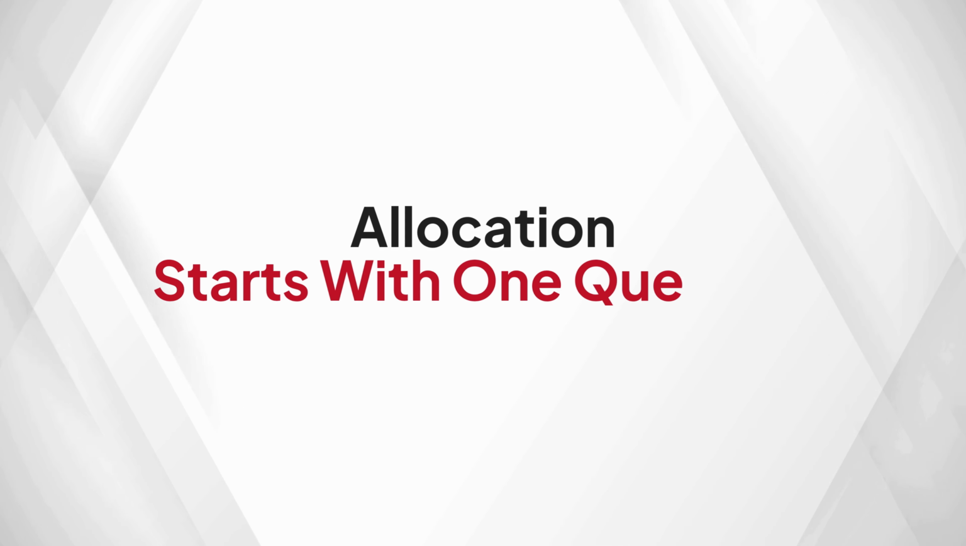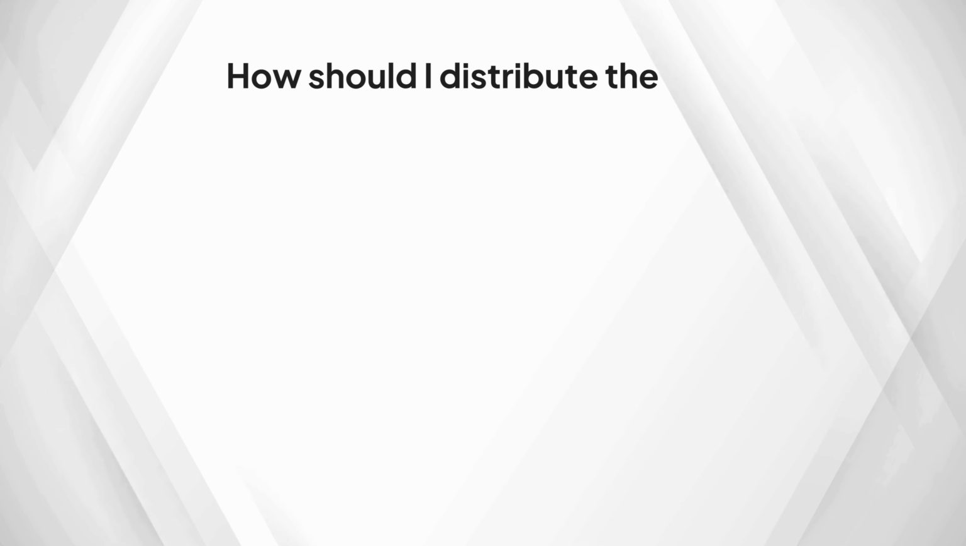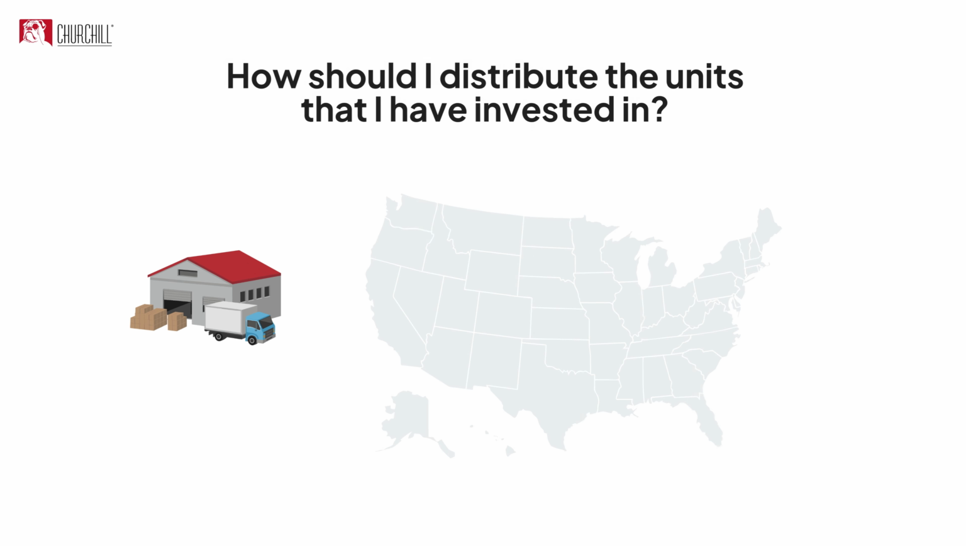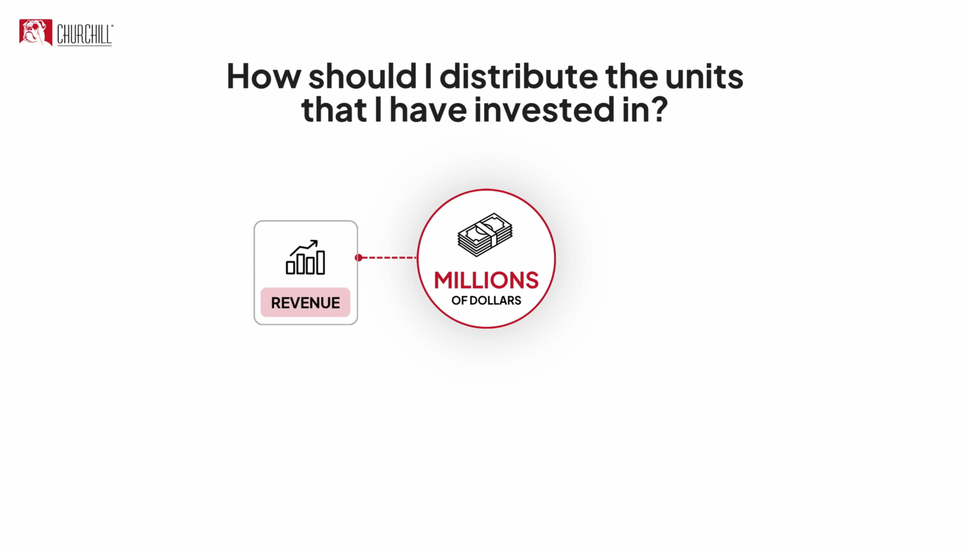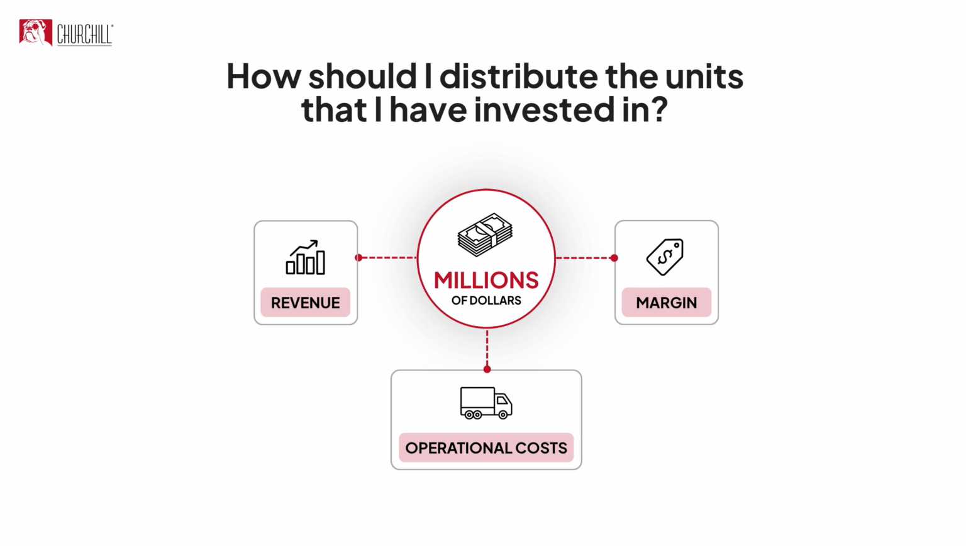Allocation starts with a simple question. How should I distribute the units that I have invested in? It sounds straightforward, but the answer can determine millions of dollars in revenue, margin, and operational costs over the course of a season. Consider this.